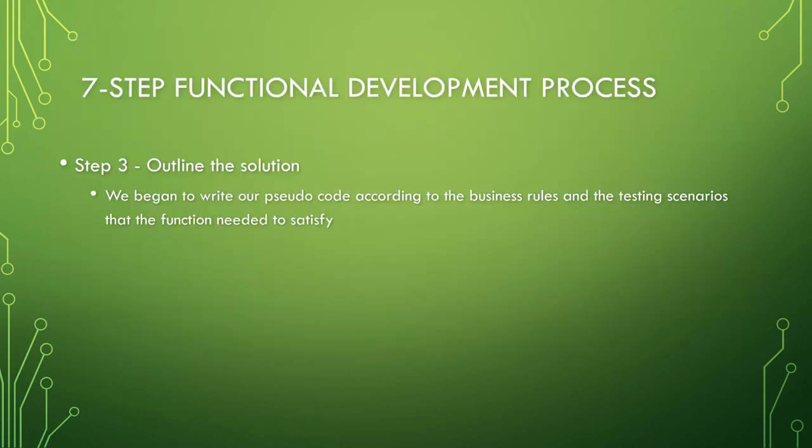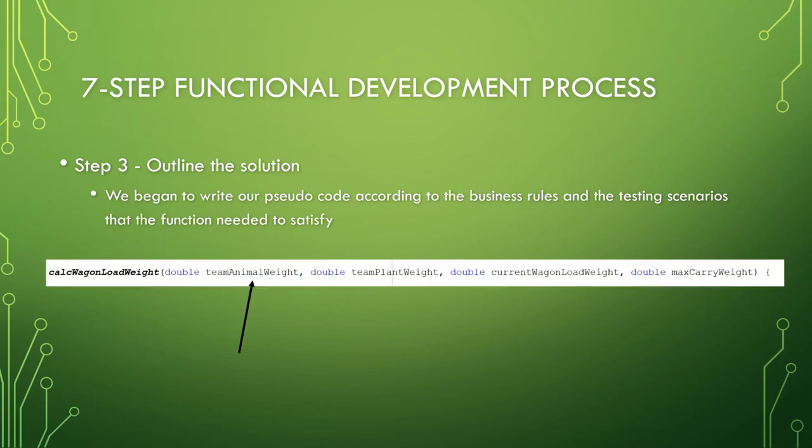After getting the business rules down, we figured out exactly what the function would need to do, and after the test matrix and table of memory locations was created, we then wrote the pseudocode/algorithm.